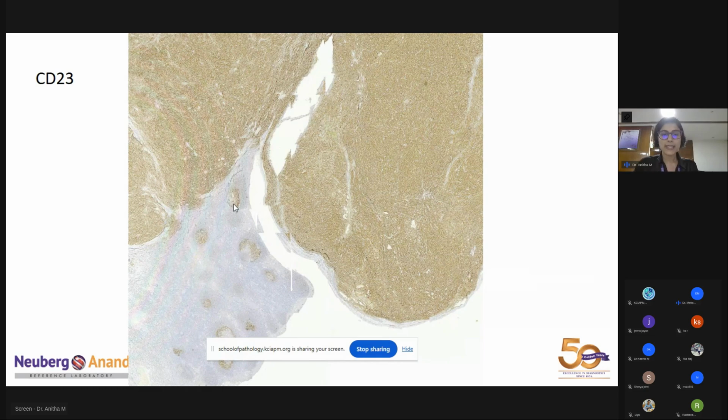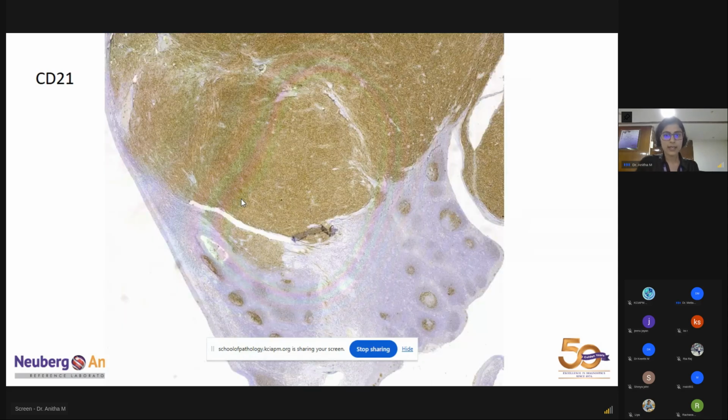You would do CD20. CD20 would be a B cell marker, right? This is not CD20, this is CD23. This is the other marker that we did, which is CD21. Positive or negative? Ma'am, positive. Positive. In what cells?